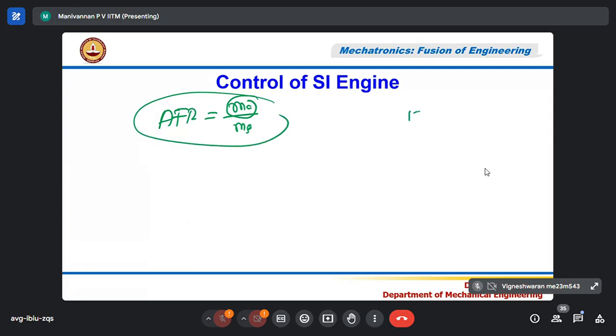For example, if I want to maintain 15 to 1, that means my air-fuel ratio 15 equals mass of the air divided by mass of the fuel, correct? Now I know the mass of the air that went in by using the throttle equation, correct? This is the throttle angle. I can find out the volume of the air that went in using the throttle equation. My ECU can compute. Then if I know the temperature of the air, the atmospheric temperature T, I can compute the mass of the air.